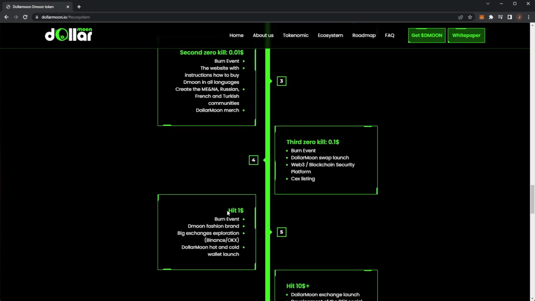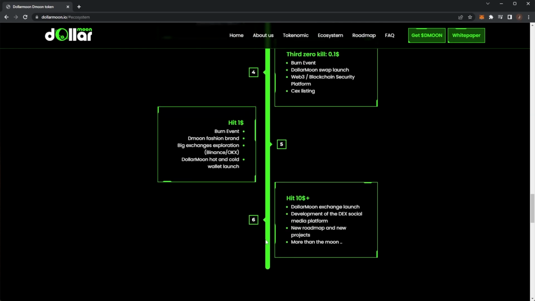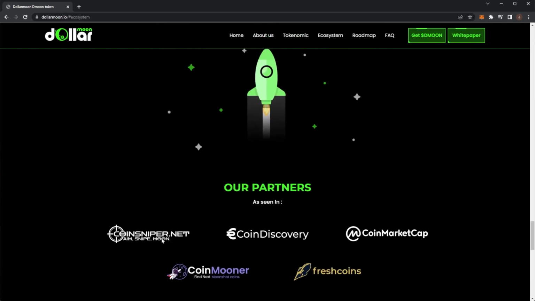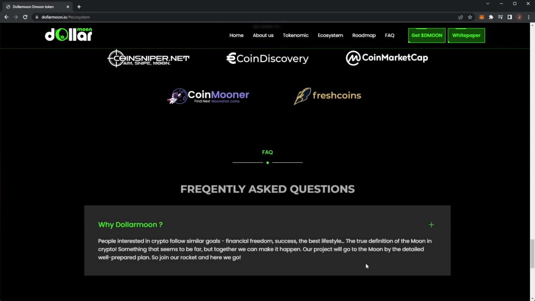And once they hit $1, another burn event, DMoon fashion brand, big exchanges exploration, the likes of Binance, Dollar Moon hot and cold wallet launch, then 10 million, Dollar Moon exchange launch, development of a decentralized social media platform, new roadmaps and newer projects, and more than the moon. Here we can see current partners: CoinSniper, CoinDiscovery, CoinMarketCap, CoinMooner, and Fresh Coins.